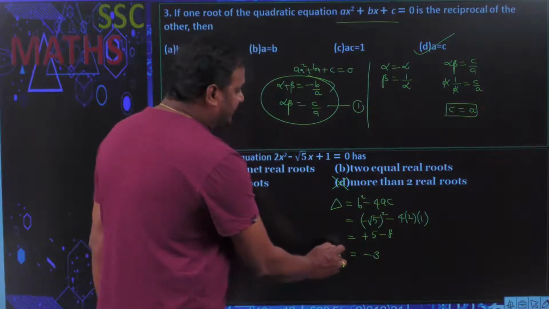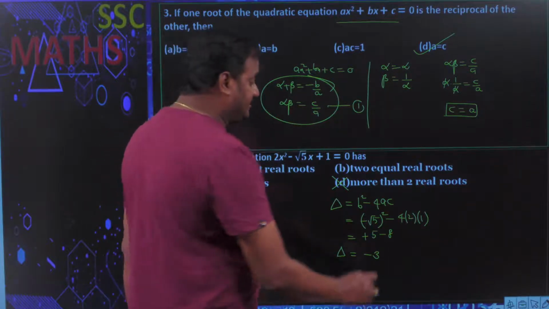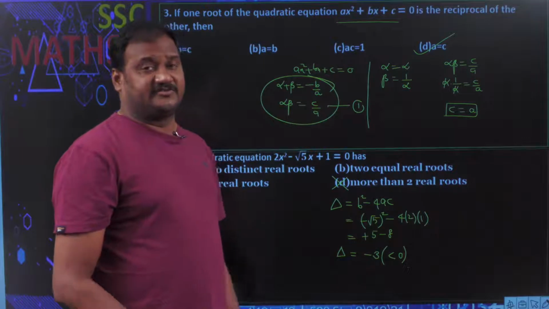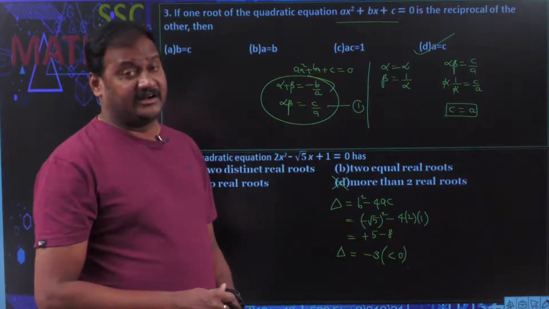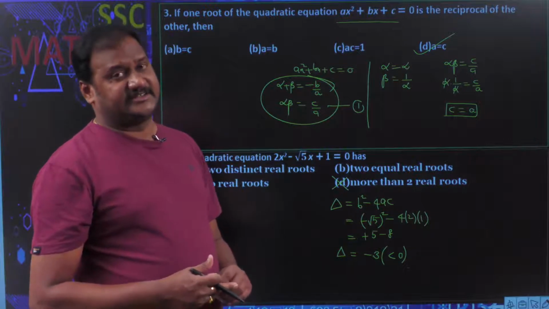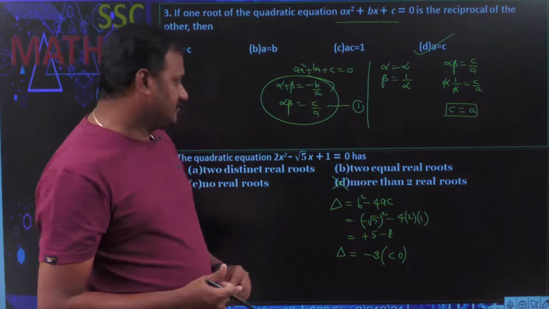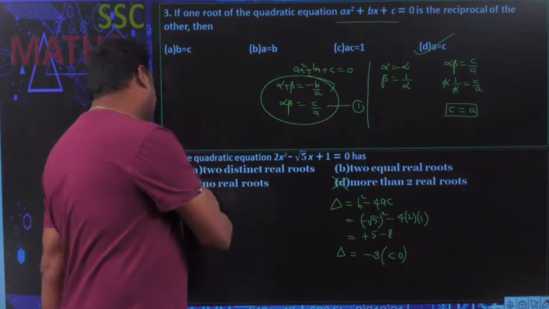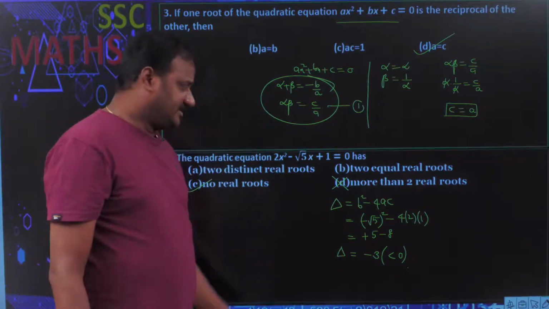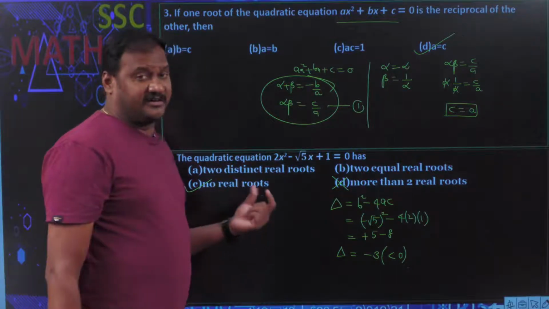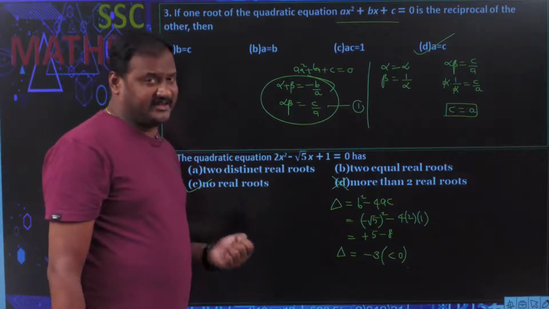So the discriminant of this quadratic equation is negative. If the discriminant is negative, then what kind of roots are they? The roots are non-real roots. They are 2 distinct complex roots or imaginary roots. So which is the correct option according to this? No real roots is the correct option. You understand? The discriminant being a negative number, the roots are non-real roots. They are called imaginary roots.